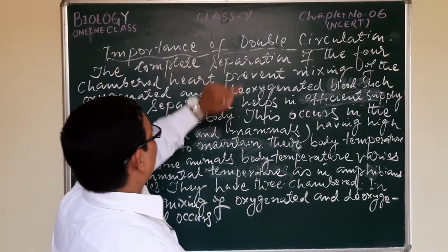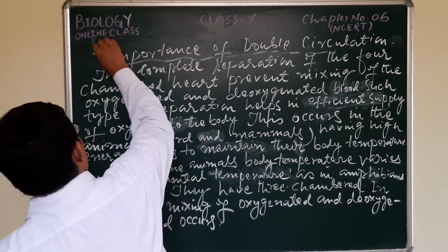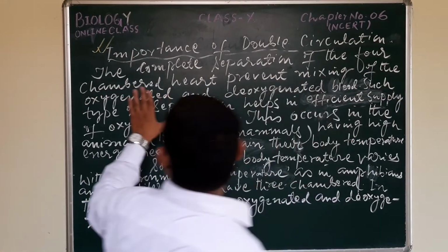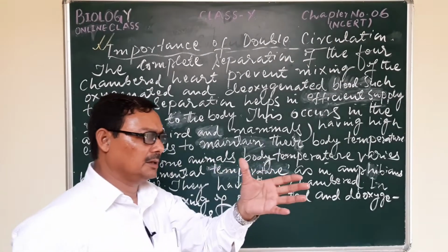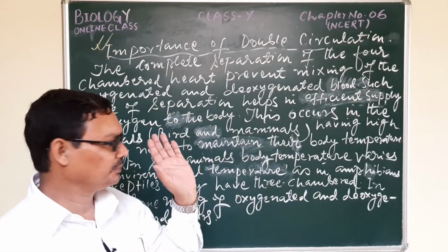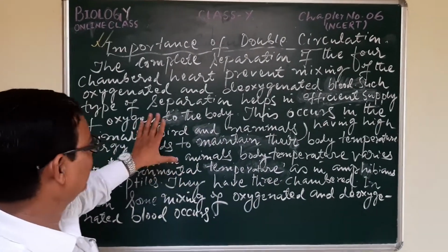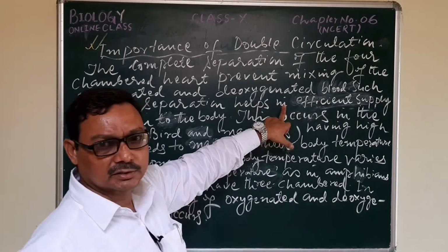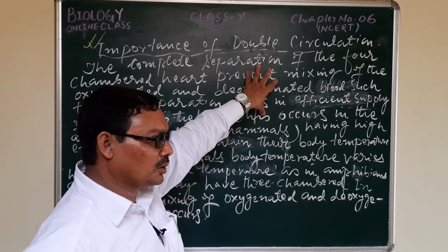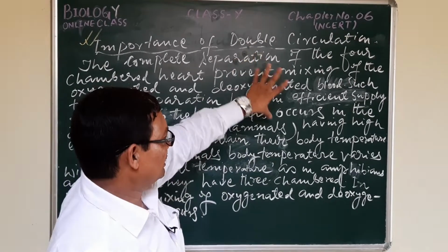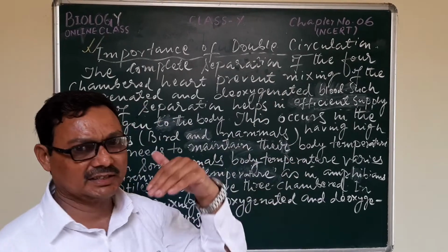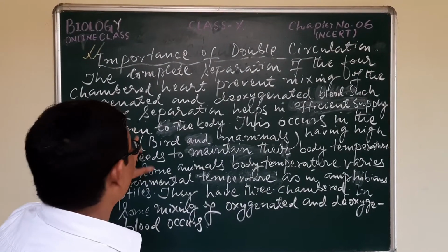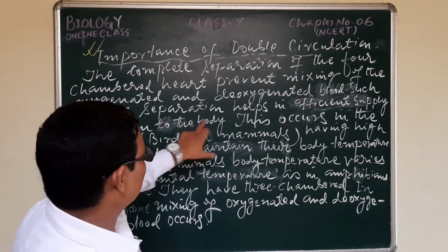Here, what is the advantage of double circulation? That means its importance. The complete separation of the four chambered heart prevents the mixing of oxygenated and deoxygenated blood, the first important thing. Secondly, with this type of separation, where there is no mixing of oxygenated and deoxygenated blood, what will happen? There is an efficient supply of oxygen and energy to the body.